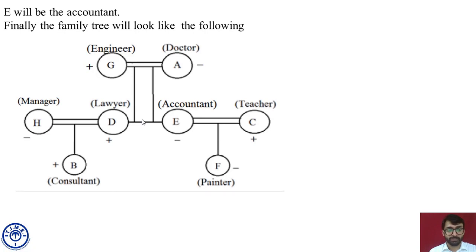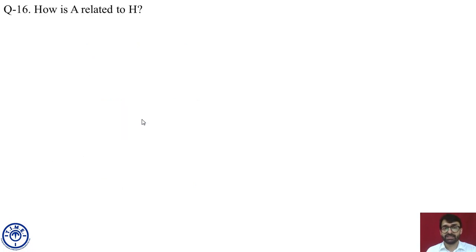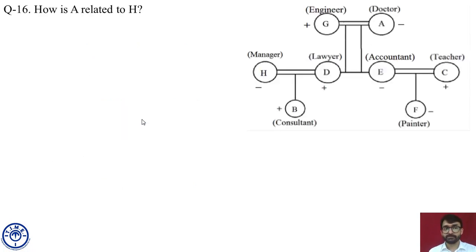I know the placement of people, their position in the family tree, their profession, their gender. We can answer questions based on this family tree. So let's read the questions and answer them one by one. How is A related to H?